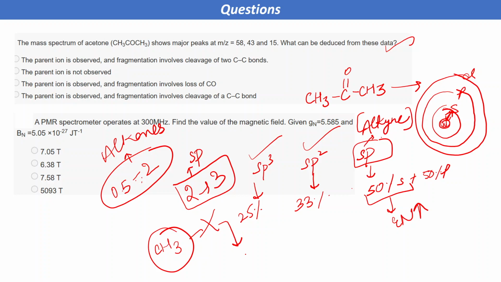So your point is correct, sp has more s character, so the chemical shift value should be higher. You can easily see if you compare: in sp3 the chemical shift value is 0.5 to 2 ppm, but in sp hybridized it's 2 to 3.